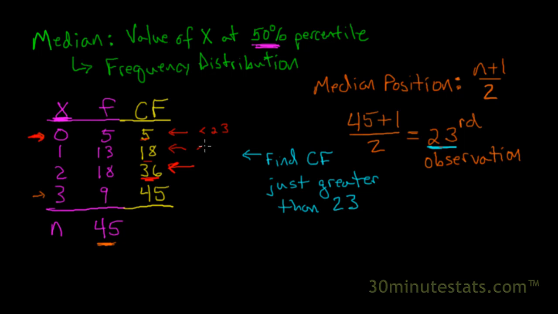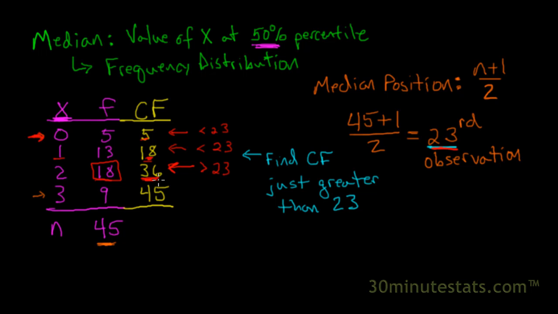This one is less than 23. But this third category is greater than 23. And that means that the 23rd observation must lie somewhere in these 18. Okay? There were 18 observations here with a value of 1 or less. Okay, that's what the cumulative frequency tells us.